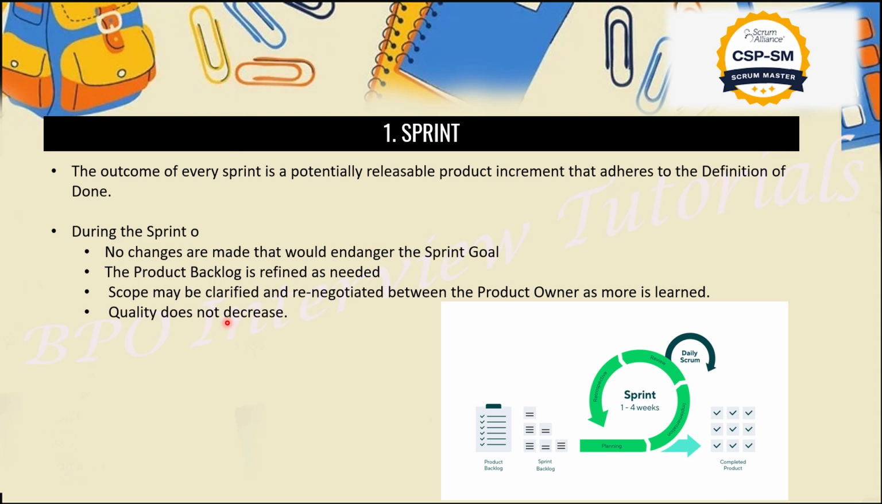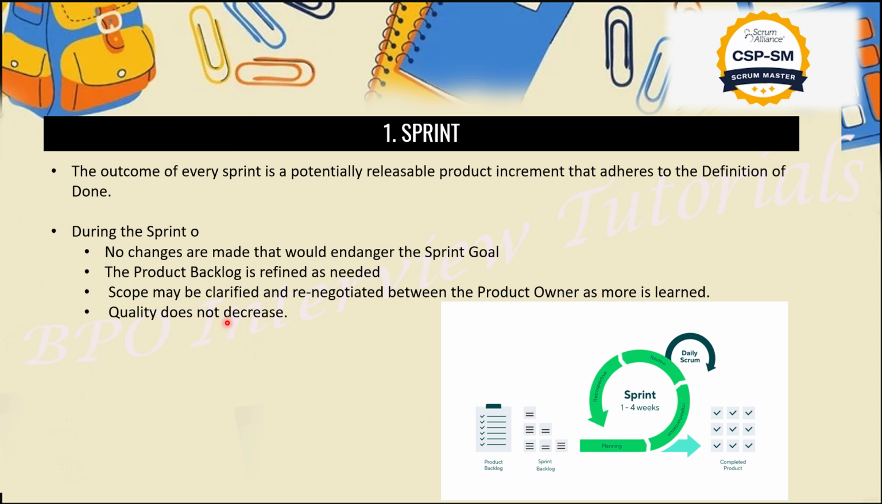So what we have here is the outcome of every sprint: a potentially releasable product increment that adheres to the definition of done. Yes, what is the definition of done? I will explain in detail with the different slides, but here the definition of done means whatever we are delivering by the end of the sprint, right?